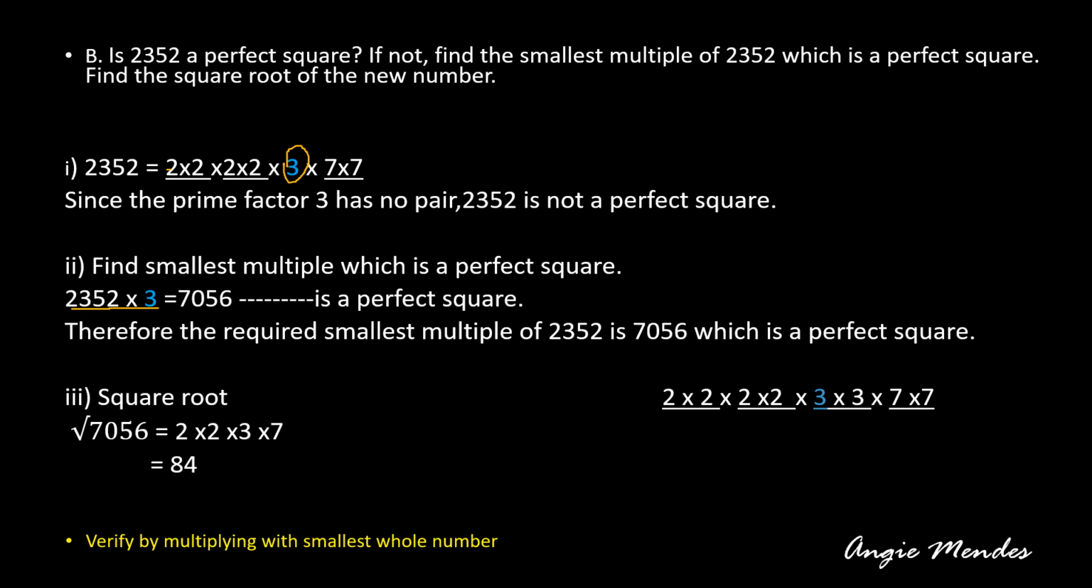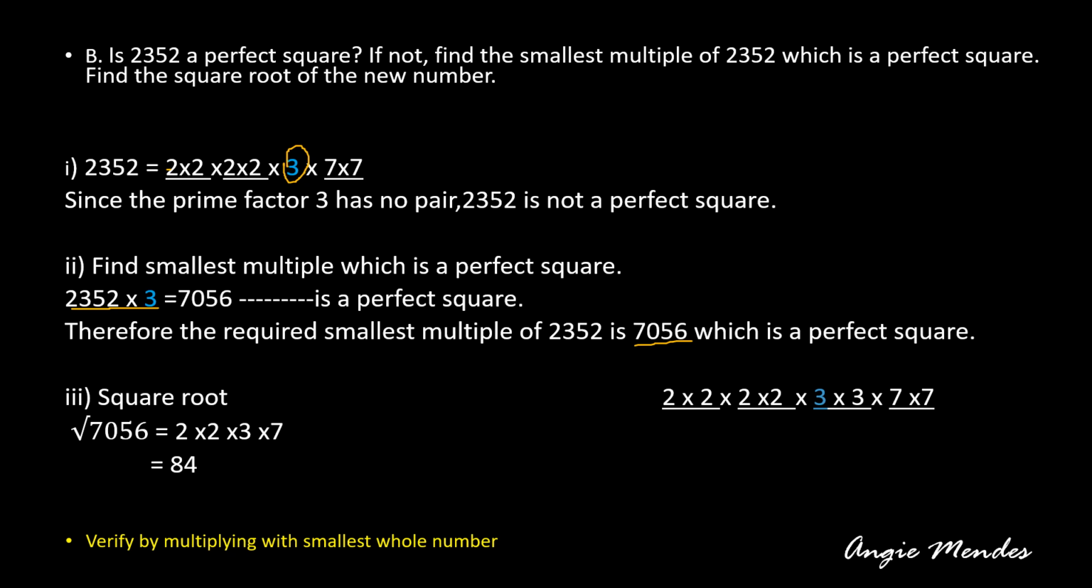Okay. The third question is find the square root of the new number. Which is the new number? The new number is 7056. So now we have to find the square root of 7056. For that, again, you have to look at the prime factors. Now see the first step here.